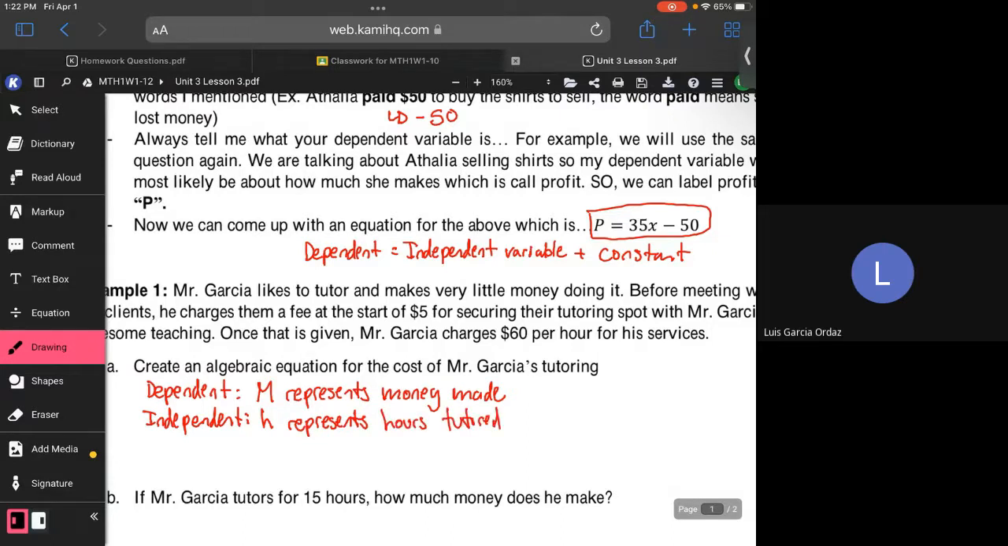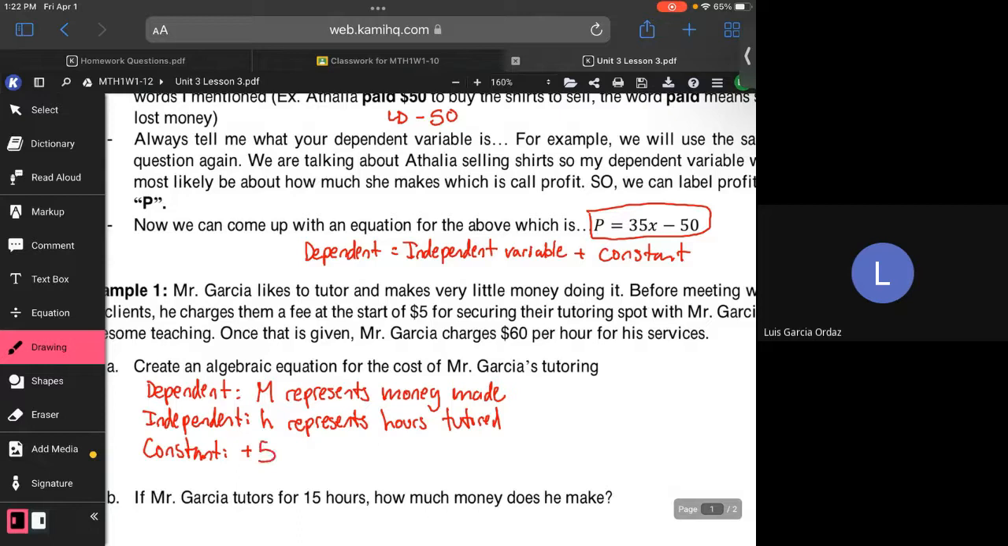So what is my constant? They have to give me $5 just to talk to me and book me. Kareem. $5. Am I making $5 or am I losing $5? So it should be positive or negative 5? Positive 5.